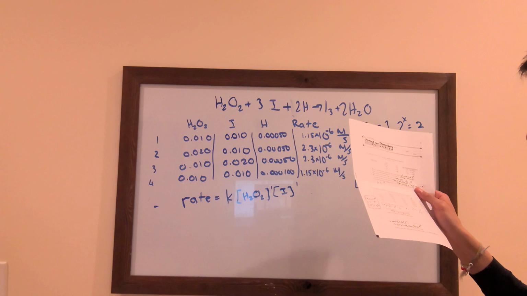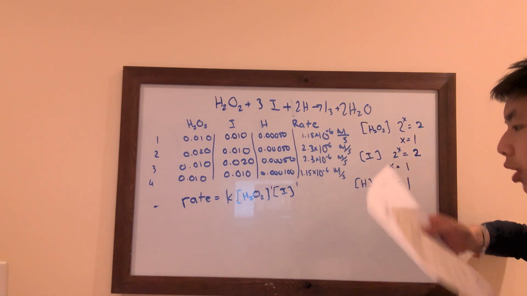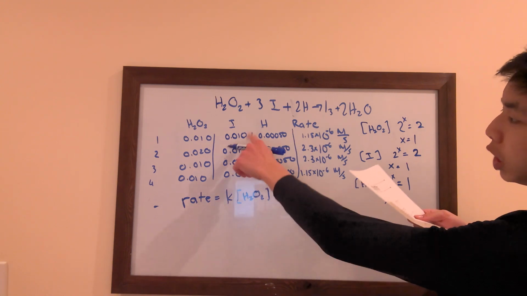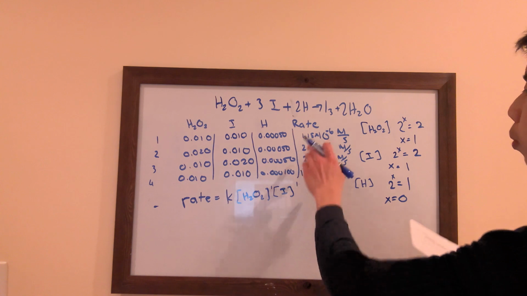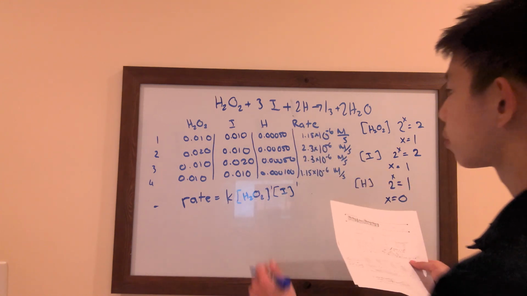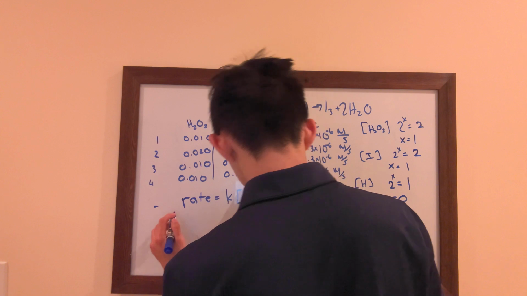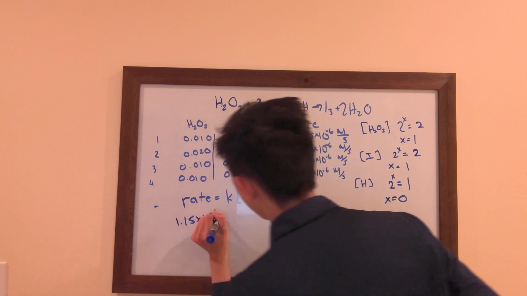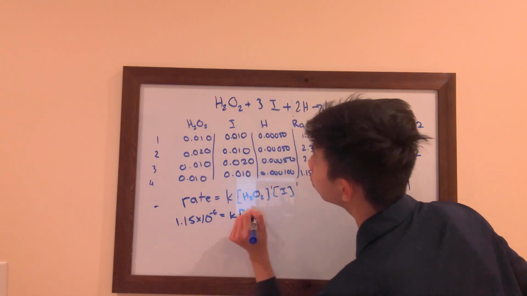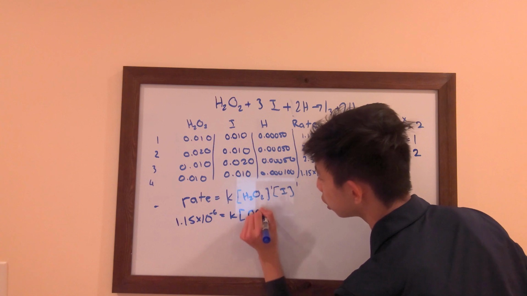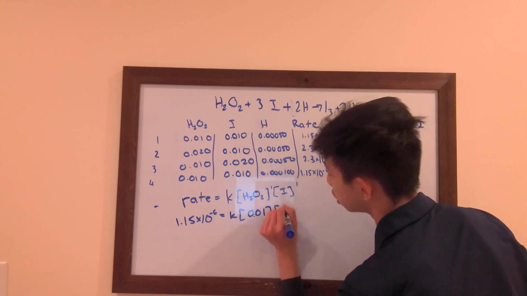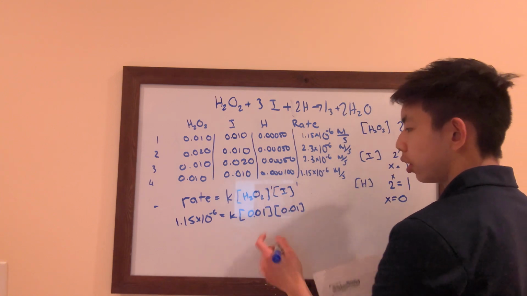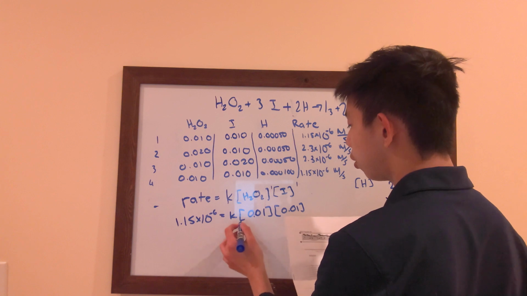C, determining the rate constant, including units. So the rate constant is just k. And the way we find k is by plugging in any experiment into the rate law. So let's just do number 1. Rate is 1.15 times 10 to the minus 6. H2O2, we can just use 0.01, and for I, it's just 0.01. They're both to the 1 power, so you don't change it at all.